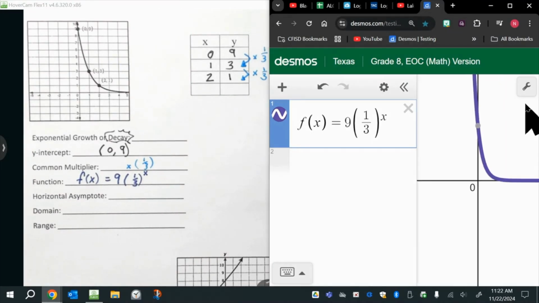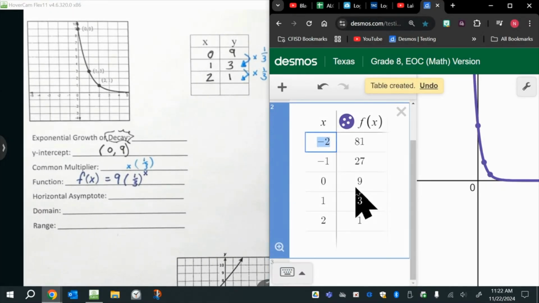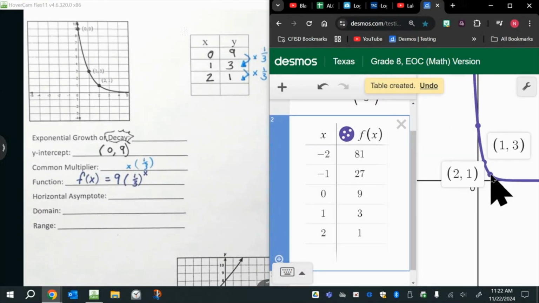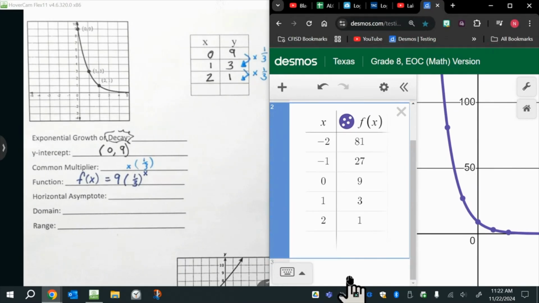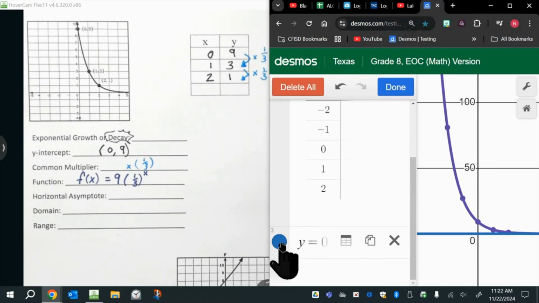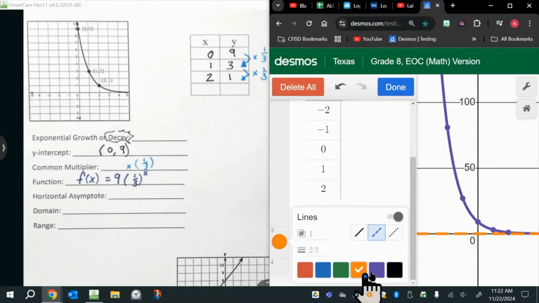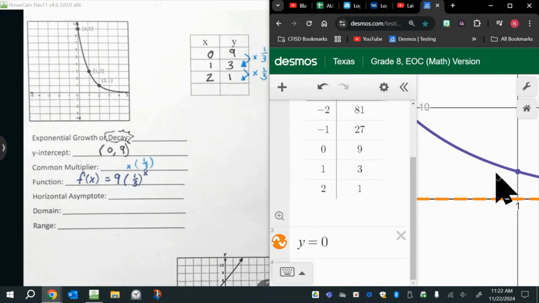And I'm going to hit home. There's my graph. There's (0, 9). If I turn it to a table, it will produce more of those points. If I hit the magnifying glass, it'll focus in on the points that are on the table. Is my asymptote still at y equals 0? Yes, it is. It's always there. It doesn't change. It will always be at 0 for us in Algebra 1. Okay, so my asymptote, y equals 0.